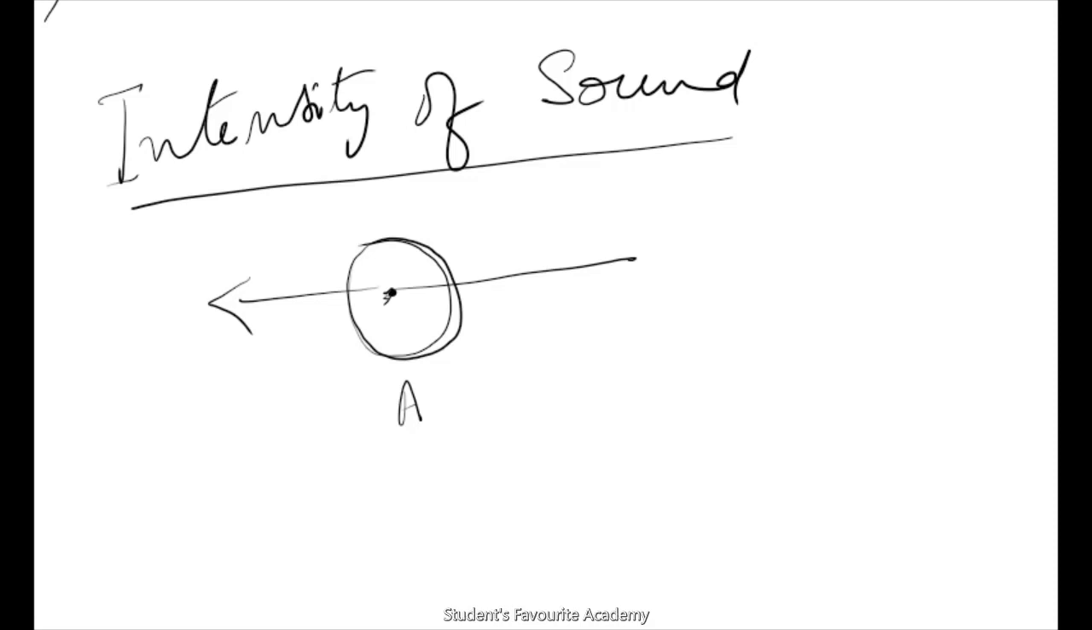How do you measure? By the amount of sound energy that is passing through the unit area, okay, through 1 centimeter square or through 1 meter square area at that point. So, the amount of sound energy that passes through unit area per second at that point is called the intensity of sound. Okay. Now, next topic is very important that we are going to learn.